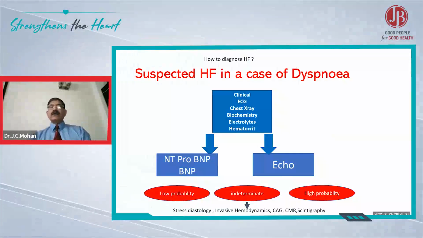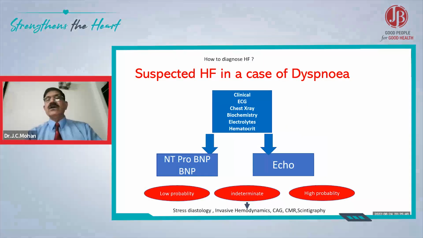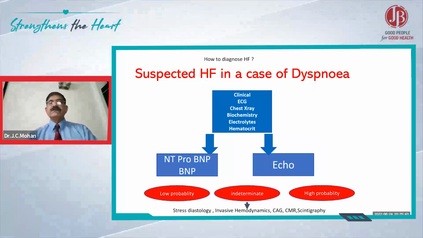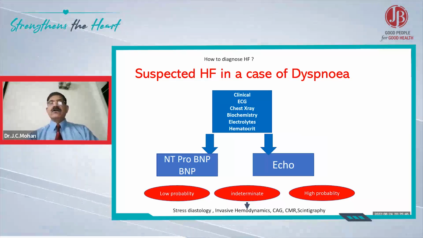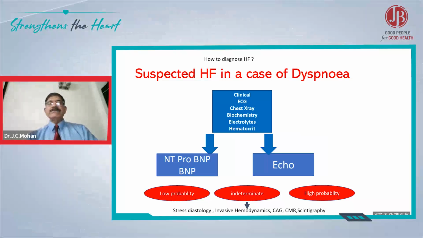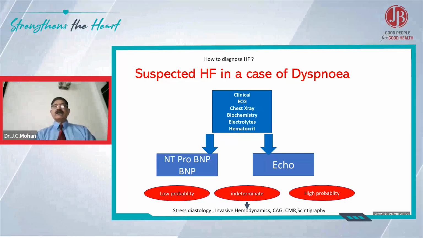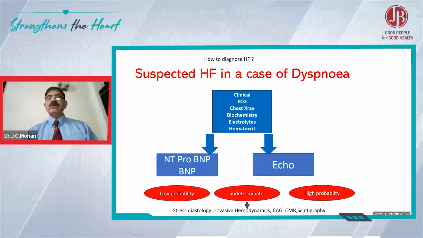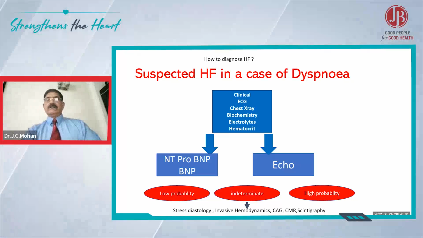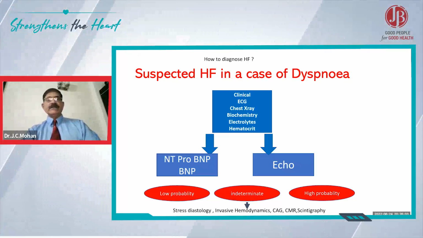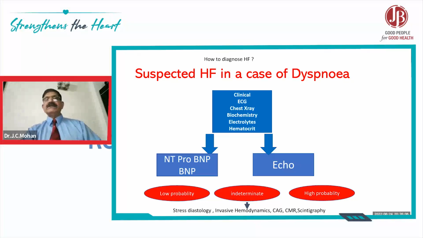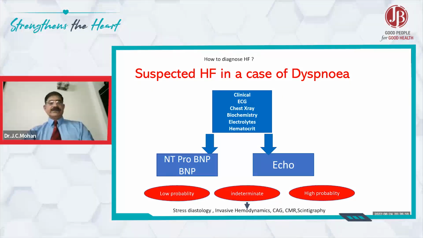So how do you actually investigate a patient of suspected heart failure? Somebody who has effort dyspnea or effort intolerance, you examine this patient after history, do an ECG, chest X-ray, do biochemistry, electrolytes, and hematocrits, and then two tests are helpful in finally diagnosing heart failure. That is echocardiography and natriuretic peptides, which are indirect markers of elevated filling pressures.